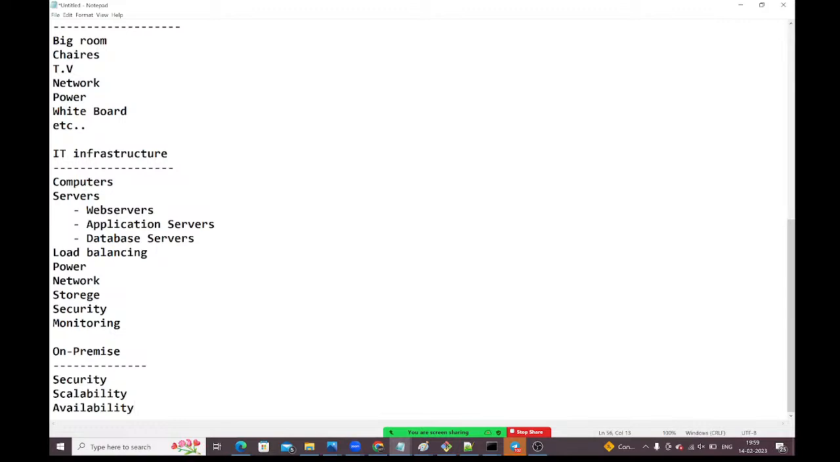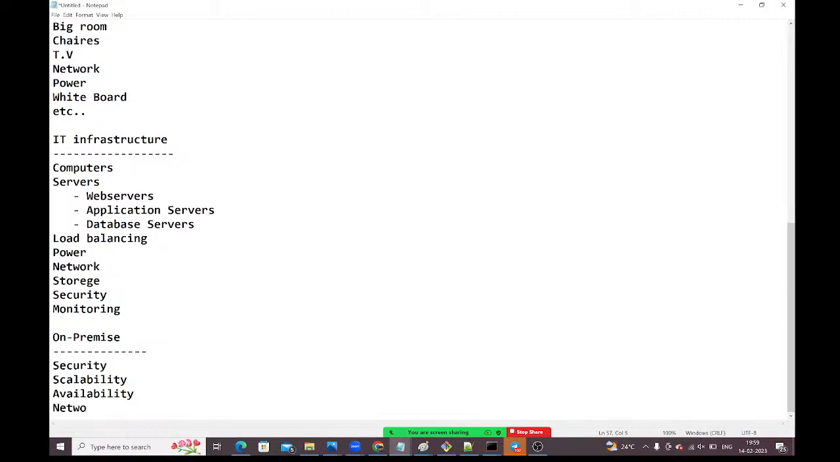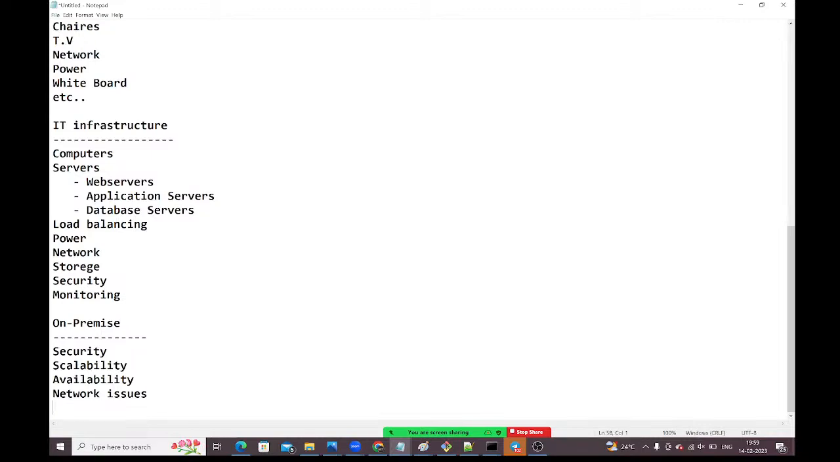Due to the cyclone, network is not working, guys. How will our application be in running condition? So all these problems we need to face: security, scalability, availability, and network issues, and disaster recovery. This is very, very important. Disaster recovery. All these things, we only need to take care.